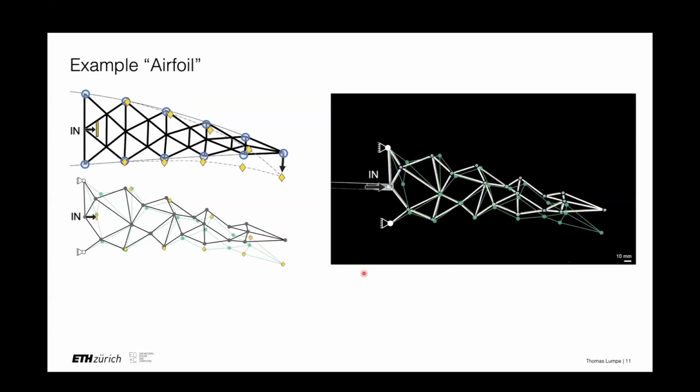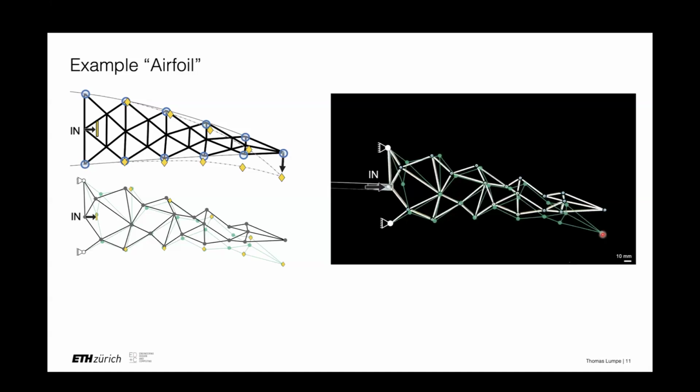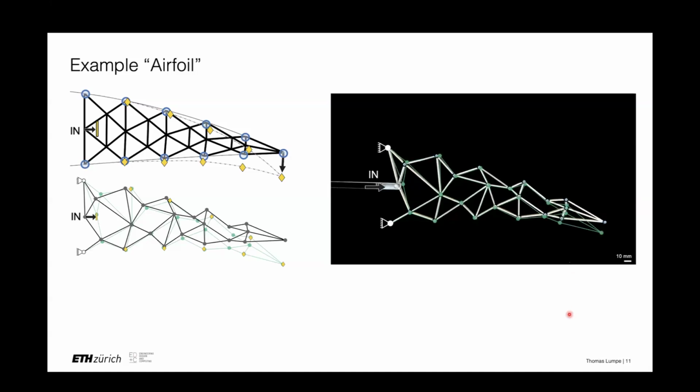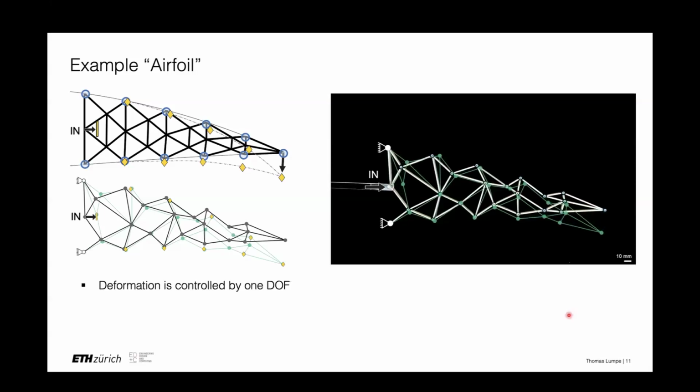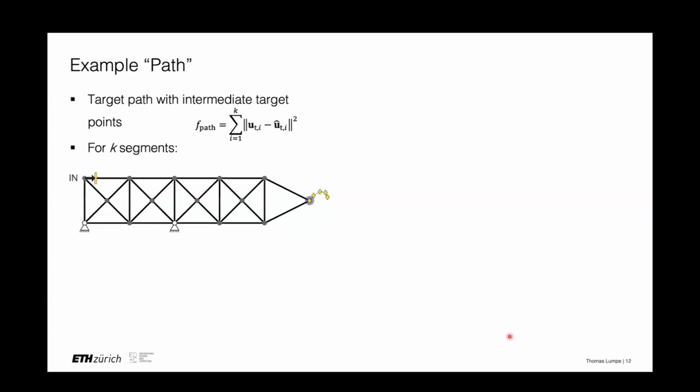And I'll show you also the experiment, which has, again, a lever pushing in, so this 1 degree of freedom, and it achieves the target displacement here at the bottom. And the accuracy, again, between the experimental and the optimized structure are very good. So deformation is controlled by 1 degree of freedom. Structure becomes statically and kinematically determinate when this is fixed. So for example, if we fix this 1 input node, and it's fully reversible as well. So yeah, there's the mean experimental error there, 1.58 millimeters.